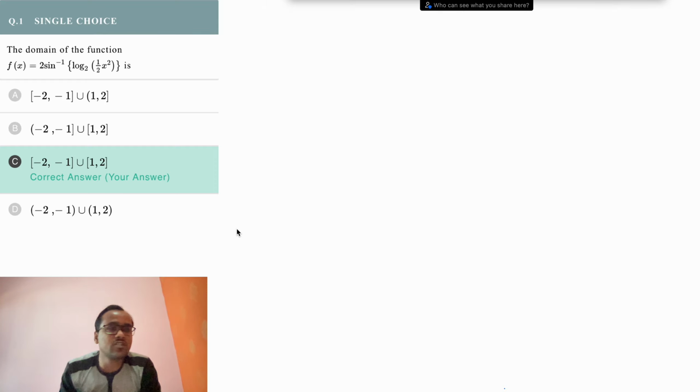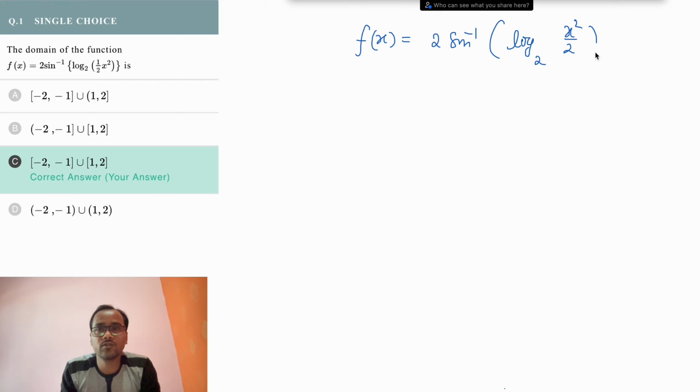The domain of the function f(x) is equal to 2 sine inverse of log base 2 of x square by 2. So here f(x) is given to us as twice of sine inverse of log of x square by 2 to the base 2. For the domain of the sine inverse function, the argument should be from minus 1 to 1. That means log base 2 of x square by 2 should be from minus 1 to 1.